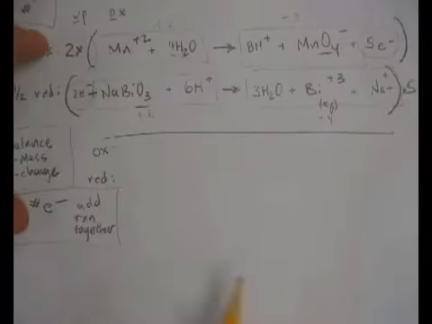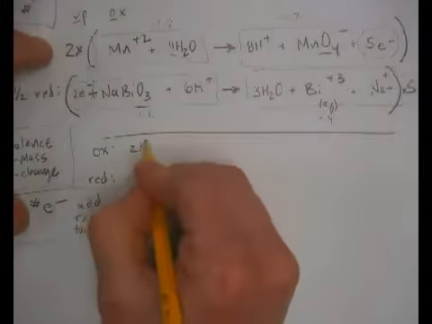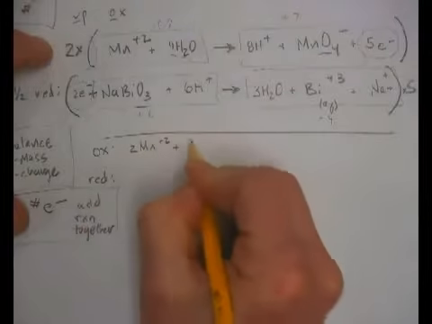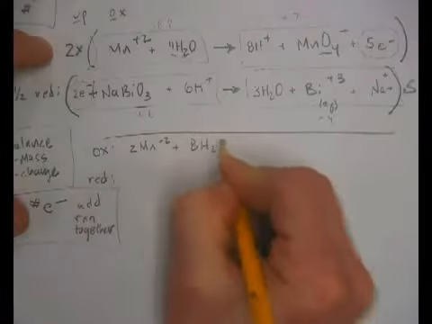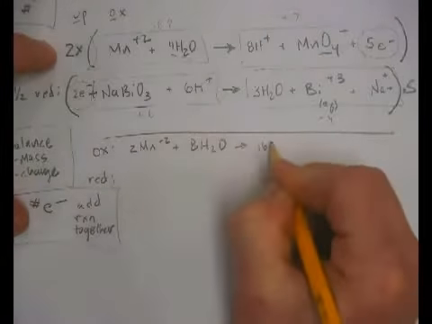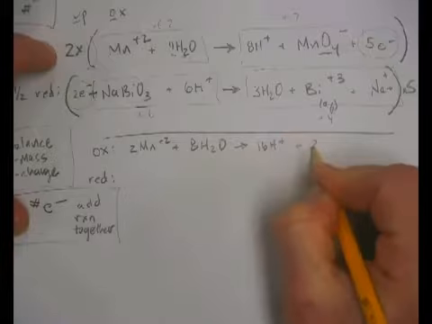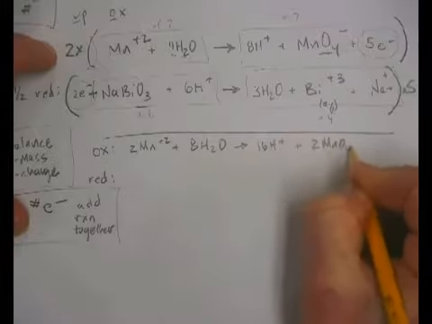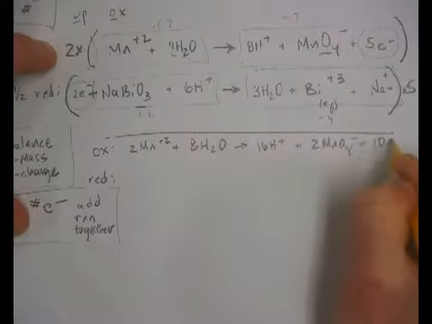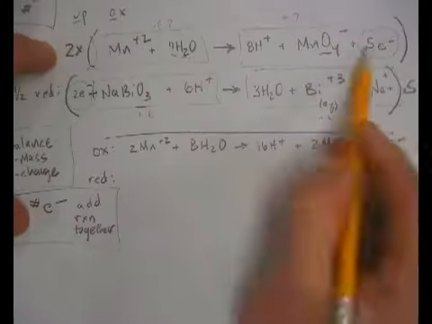For the oxidation half reaction, I'm going to end up with 2 Mn2+ plus 8 H2O, arrow 16 H+ plus 2 MnO4- plus 10 electrons. See how 2 times 5 is 10.